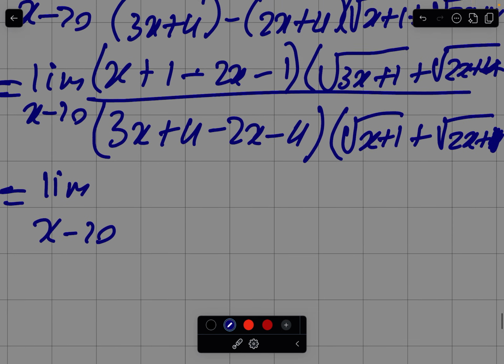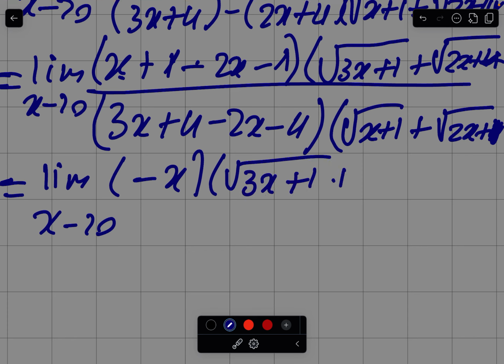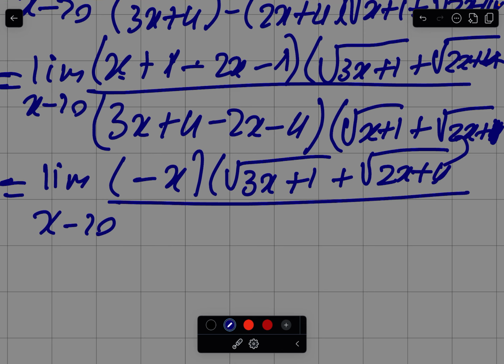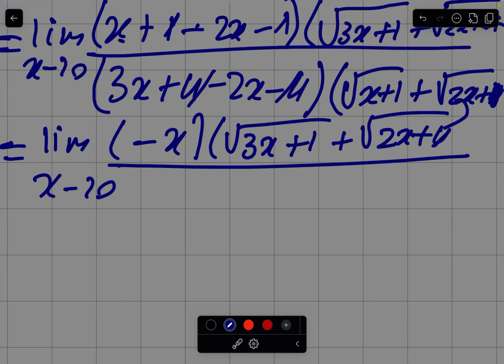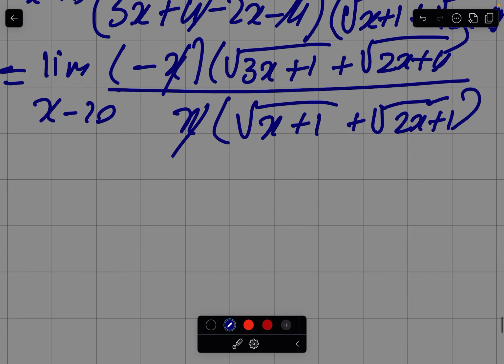Thanks God. X approaching 0. We have x minus 2x, which is negative x. This one cancels this one. You remain with negative x into the square root of 3x plus 1 plus the square root of 2x plus 4, the whole divided by what? We know this one cancelled this one. Then 3x minus 2x is x. Therefore, we remain with the square root of x plus 1 plus the square root of 2x plus 1. Understand? This one cancelled this one.